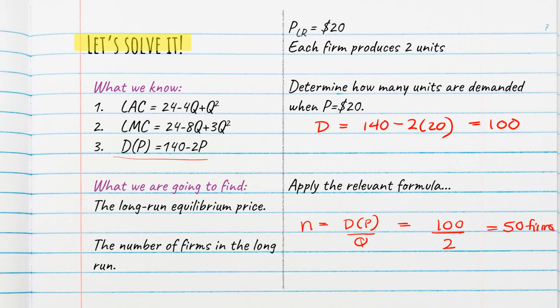It's nice after you solve something like this to step back and make sure that you understand what's going on. We're saying that the long run equilibrium price is 20. Each firm is producing 2 units and 100 units are demanded. The only way for the market to clear is for the number of units supplied to also equal 100. And in order for the number of units supplied to equal 100, there must be 50 firms because each one produces 2 units, and 50 times 2 is 100.